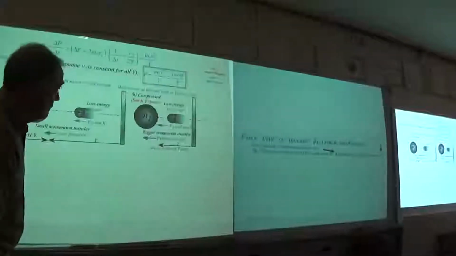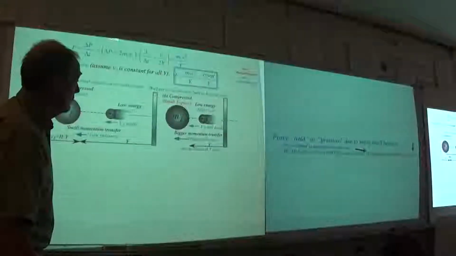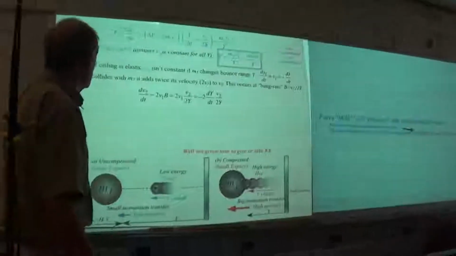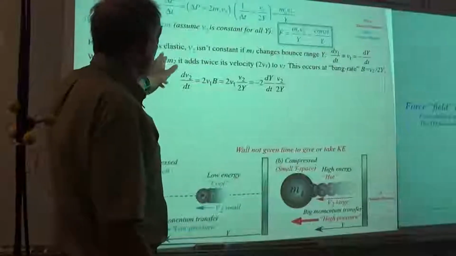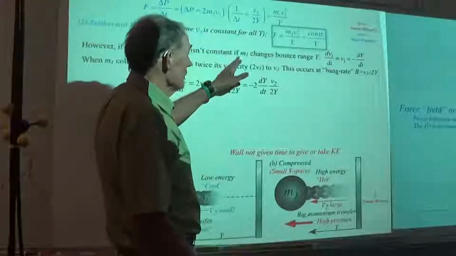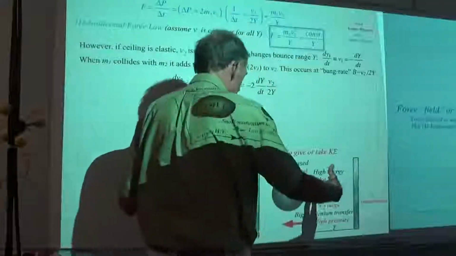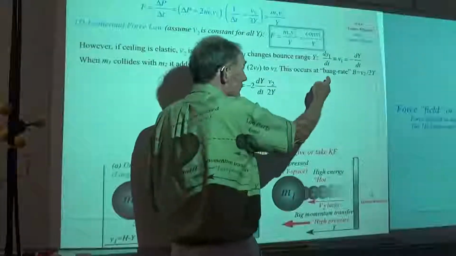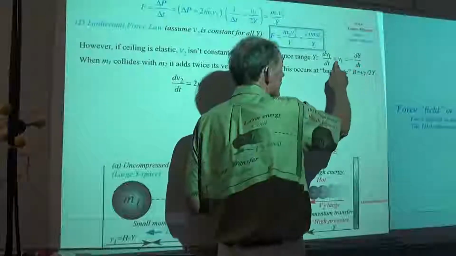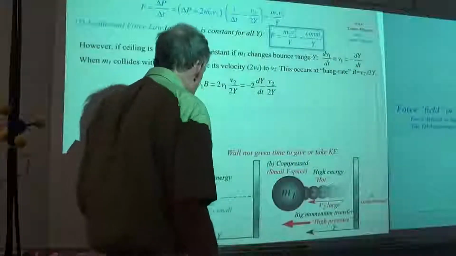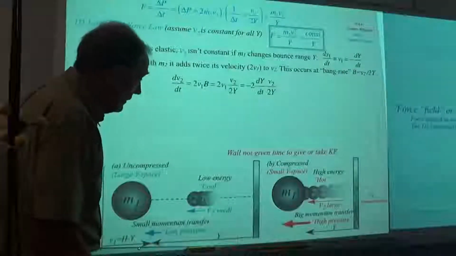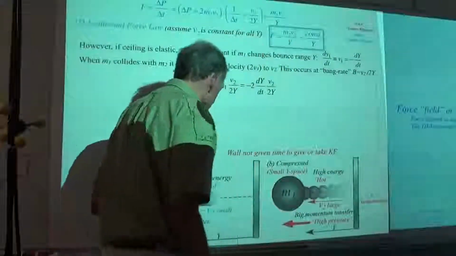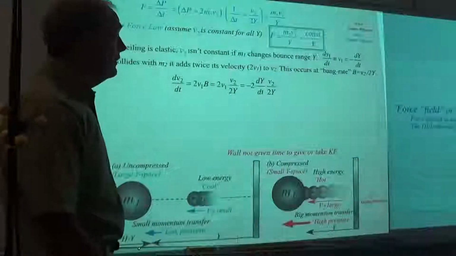So let's carry that a little bit further here. This is where, as I say, it gets a bit tricky. The ceiling is elastic. V2 isn't constant as M1 changes the space Y, the bounce range, the volume, if you will, of the thing. And we're interested in the time derivative of Y1, that's this distance right here, or big Y. The derivatives of those are going to be, except for sign, the same.